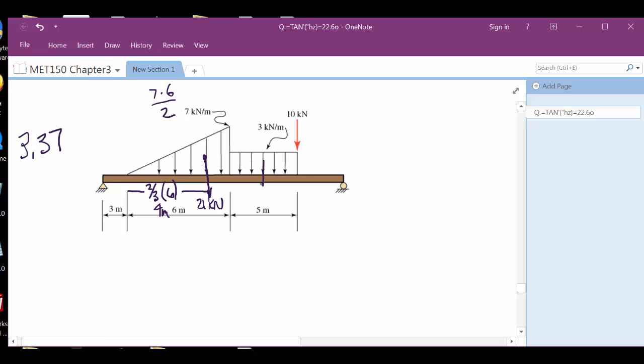Then you have this force right here, which is 3 kilonewtons times 5, so that's 15 kilonewtons, and the distance from here is 2.5 meters. But if you were looking at these from that point there, you would have 7 meters here. And then for this one, it would be about 6, 9, 11 and a half, right?